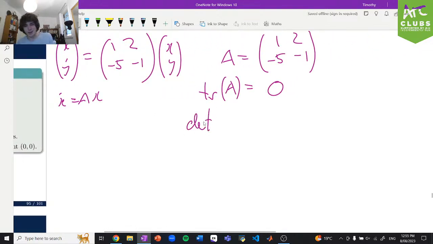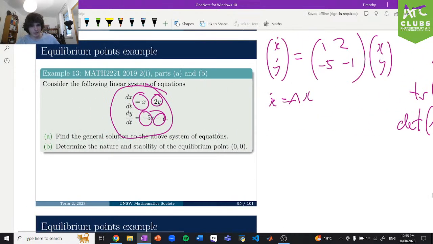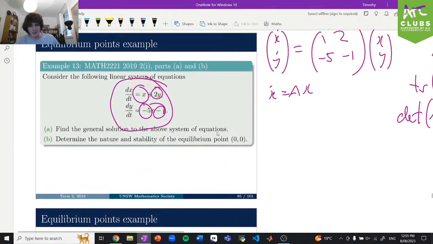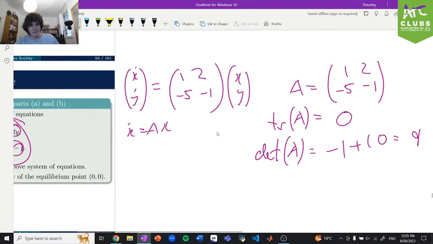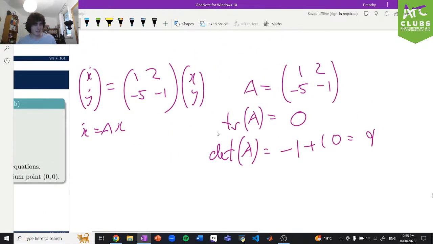Okay, and then the determinant of A is equal to -1 plus 10, which is equal to 9. Cool. So that basically means we're looking for two eigenvalues that when you add them together give you 0, and when you multiply them together you get 9. I'm really feeling like maybe I messed up somewhere here, so please, in the chat, if I did make a mistake, call me out on it.